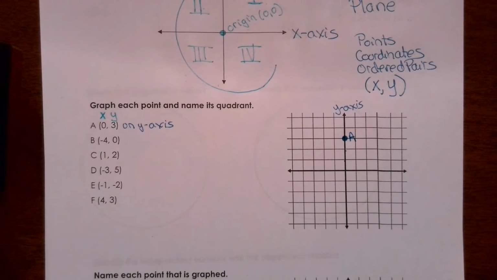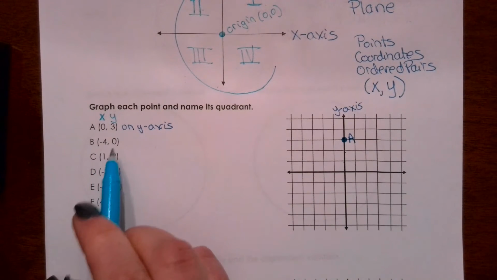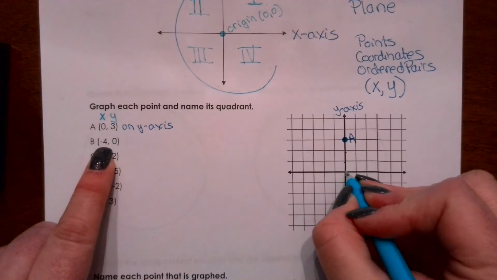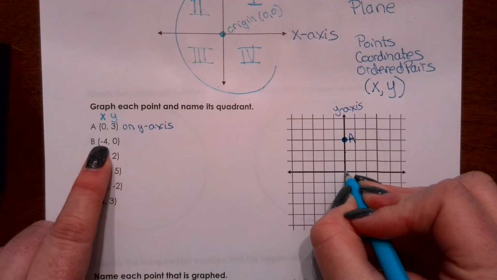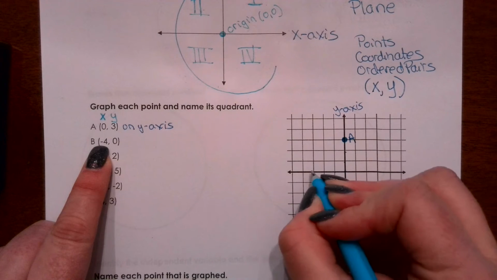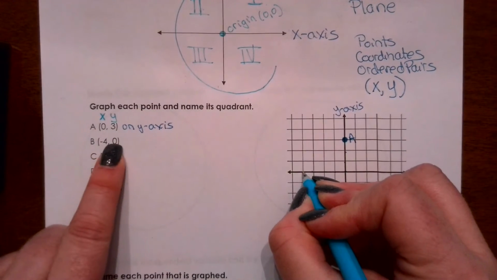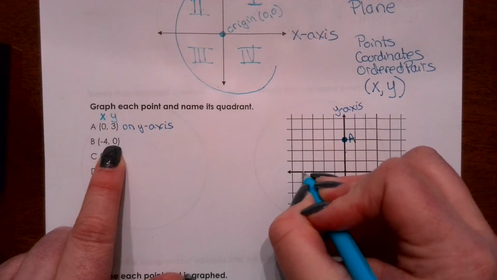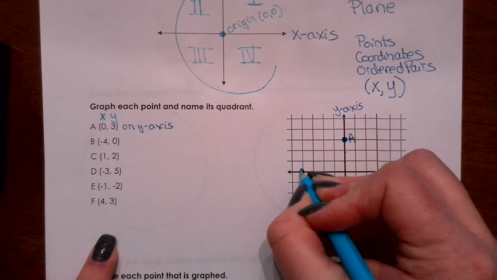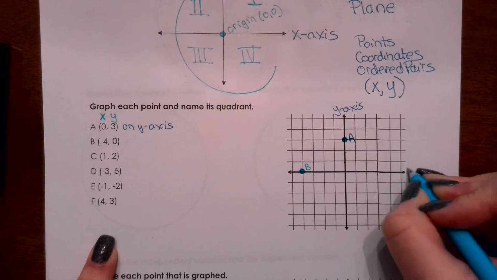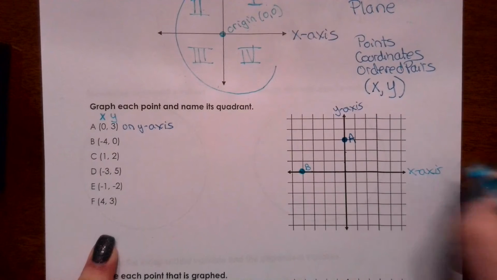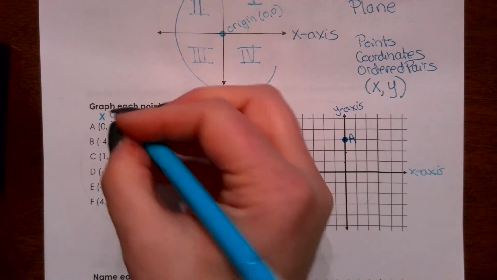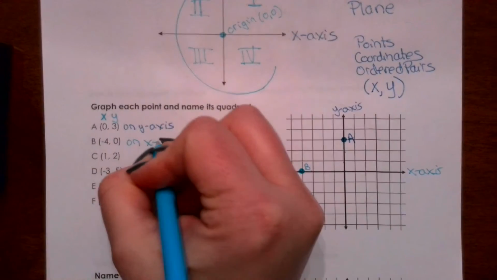Let's look at our next point, which is negative 4, 0. Now remember, we're going to look at our x first. We're going to start here at the origin, and this tells me I'm going negative 4 spaces. 1, 2, 3, 4. The 0 in the y tells me I'm not going up or down. So my point B is right here on the x-axis. So it is not in a quadrant. It's not in the first, second, third, or fourth quadrant. It is on the x-axis.